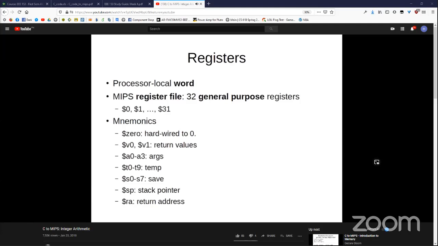$0 is a special register that's hardwired to always give the value of 0. Other registers have mnemonic values associated with them that are used to help when writing assembly-level programs in order to adhere to the correct behavior expected by programs that have to interact with each other. These mnemonics will be important later, but aren't too important right now.